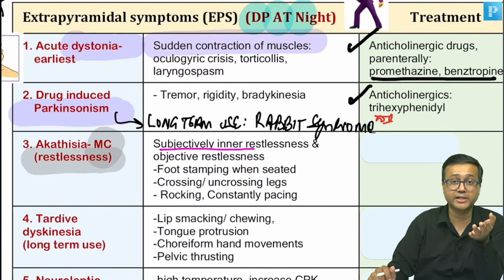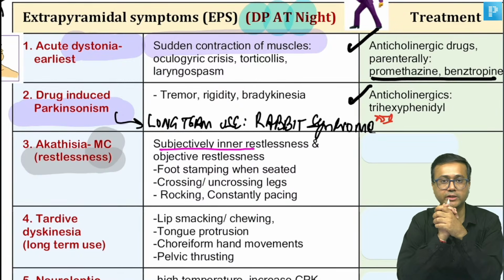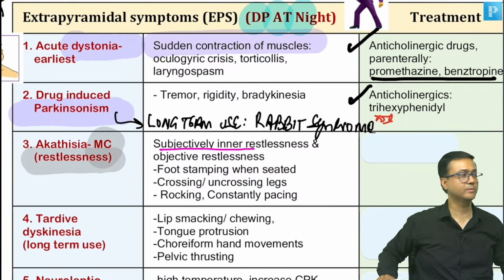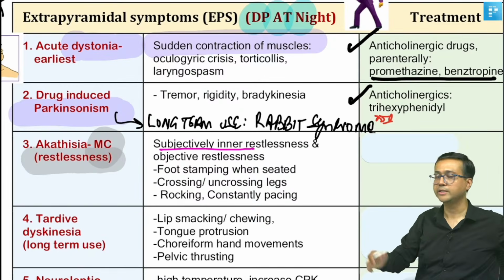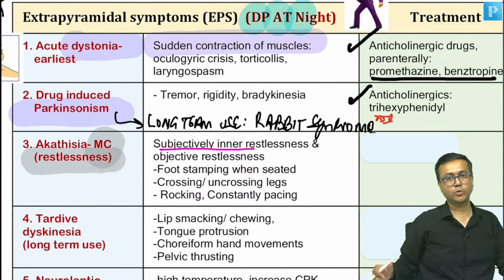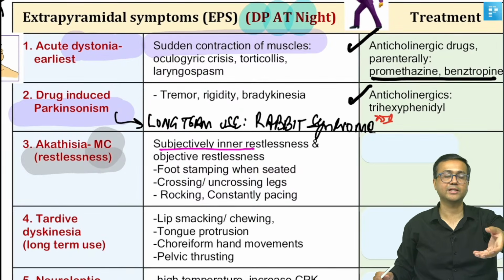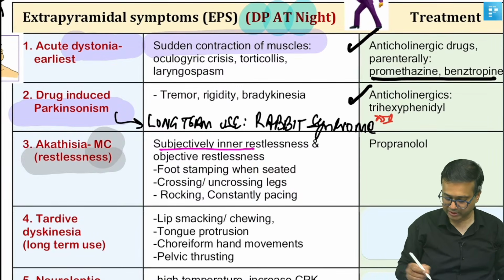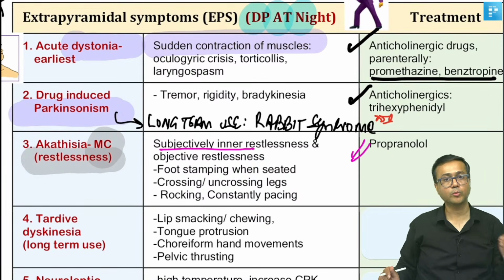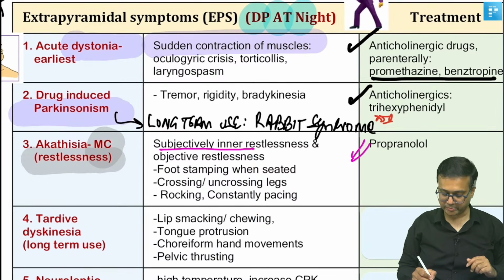And objectively beta, when you observe the patient from outside also, you will see the patient is continuously moving. He is not able to stay still. He is pacing around in the ward. So from inside and outside both he is appearing restless. So this is akathisia. And what is the drug of choice beta? We can give beta blockers like propranolol.